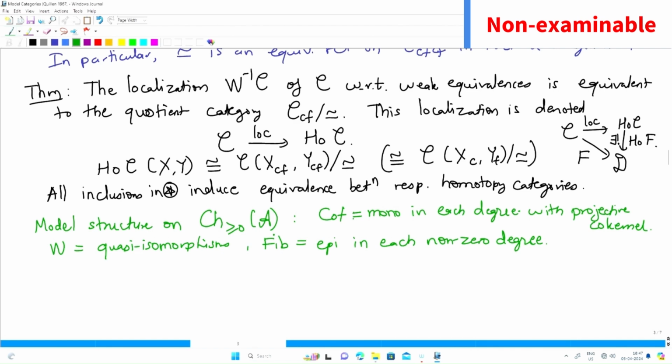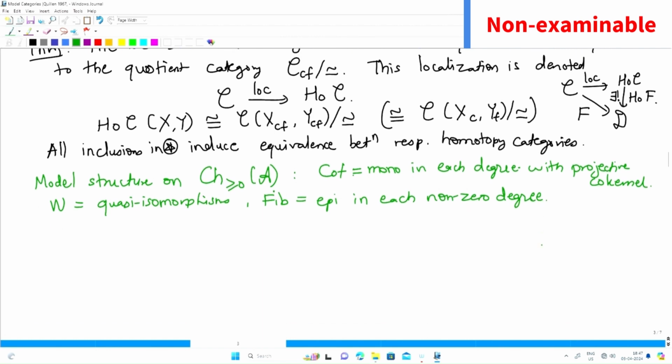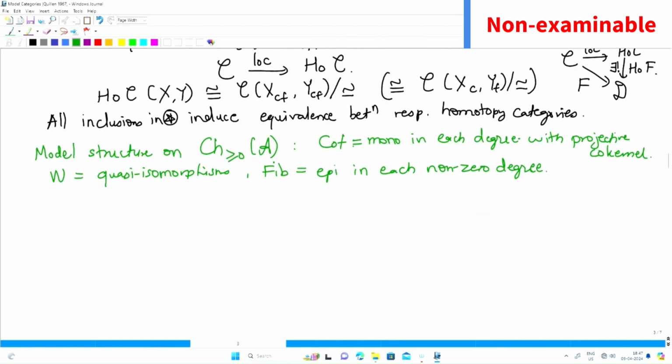Okay, then, now I have started talking about this, so let me write something about model structures on topological spaces. I should say Quillen model structure. This was given by Quillen. There is another one. So, Quillen model structure on Top, the category of topological spaces.